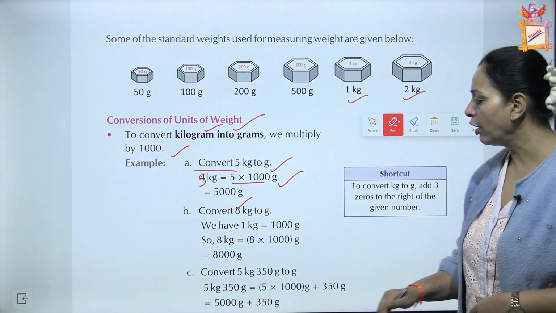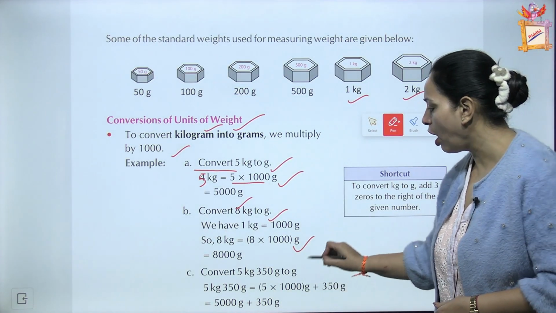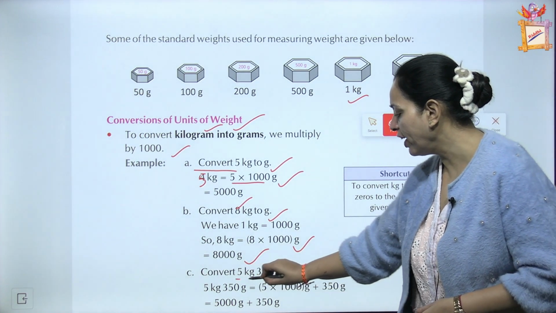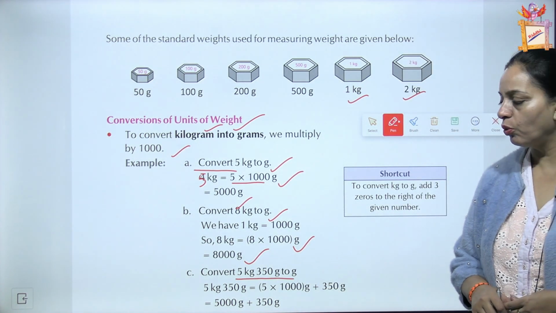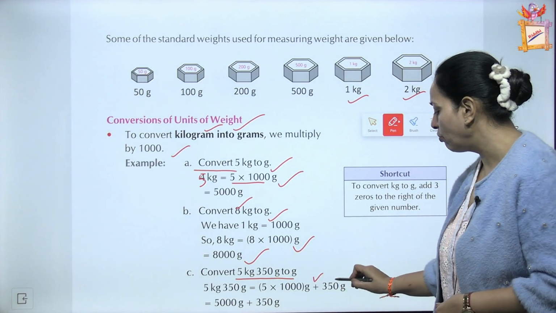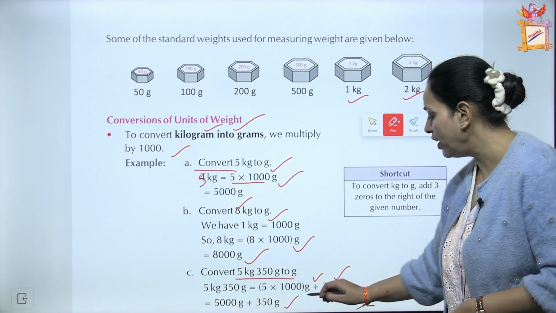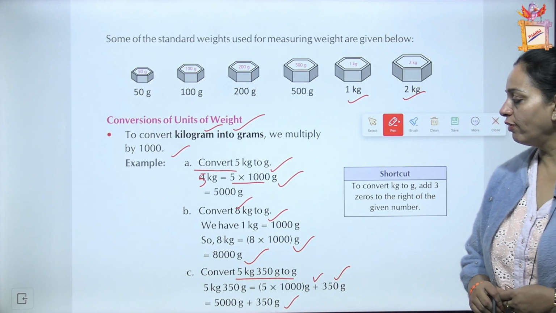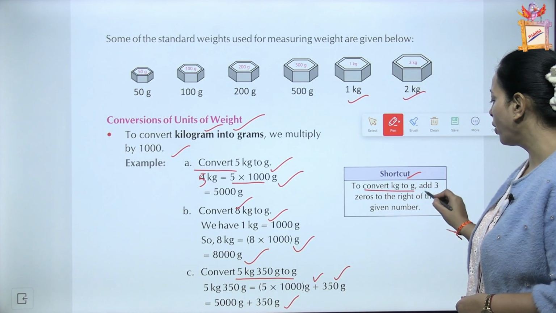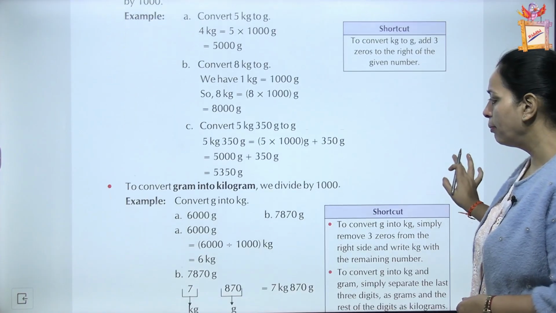Okay. B part, convert 8 kg to gram. So 8 multiplied by 1000, 8000 gram. C part, convert 5 kg 350 gram into gram. So 5 kg means 5 into 1000 plus 350. So 5000 plus 350, that is 5350 gram. So shortcut to convert kg to gram, add 3 zeros to the right of the given number.